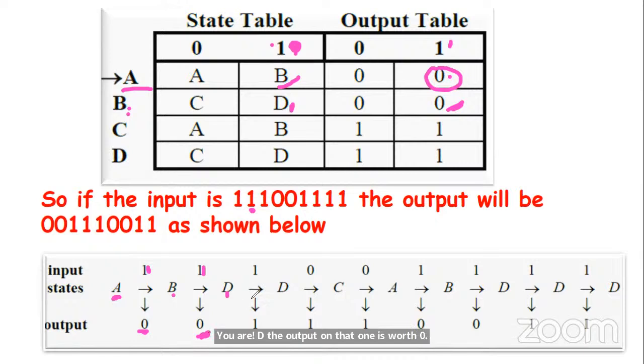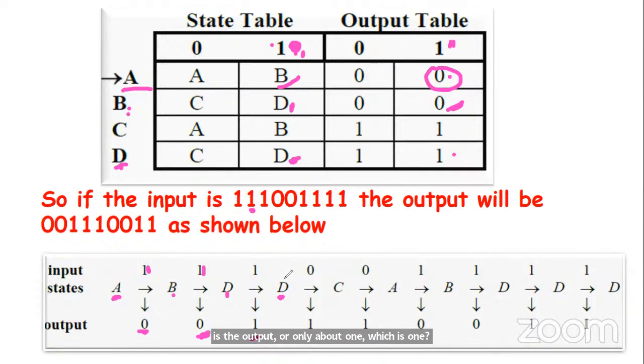Now, moving forward, you are at D. Here, you go and check D. You receive an input of 1. So where do you go? You go to D. This is D. And what is the output of D under 1? It is 1. So this is the output here.